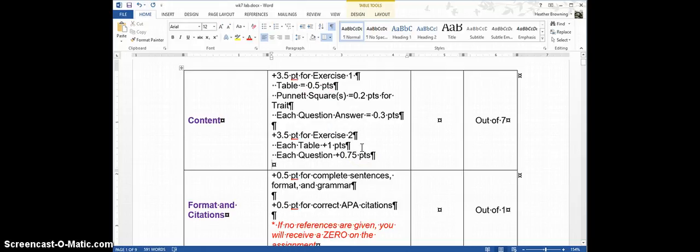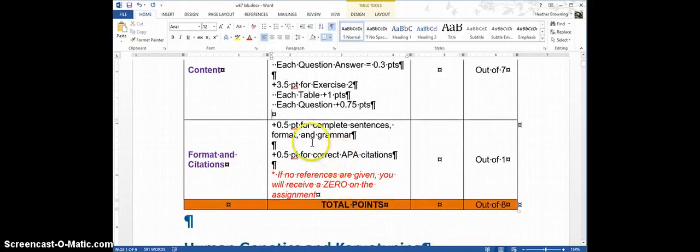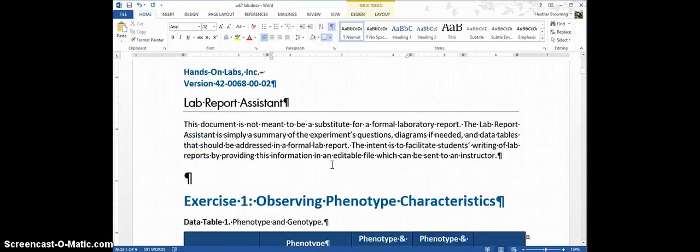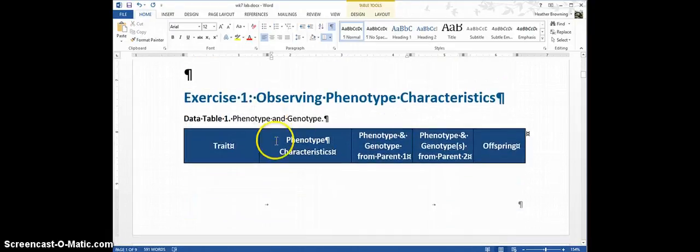Okay, and then exercise 2 is going to have 2 tables. Each table is worth a point, and then each question, there will be 2, is worth 0.75. Here we go. Format, 0.5. Citations, 0.5. You've got to have at least 1. Okay, so let's go down and look at what this is.